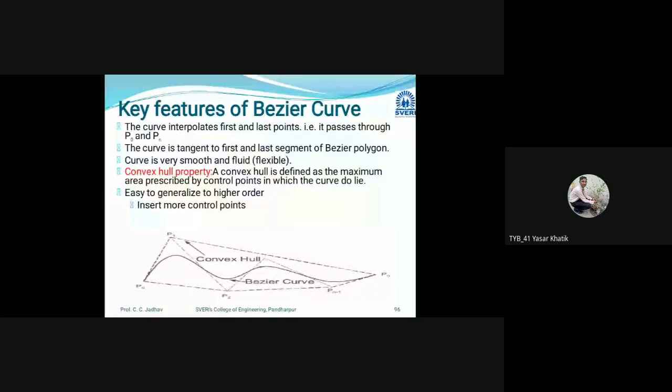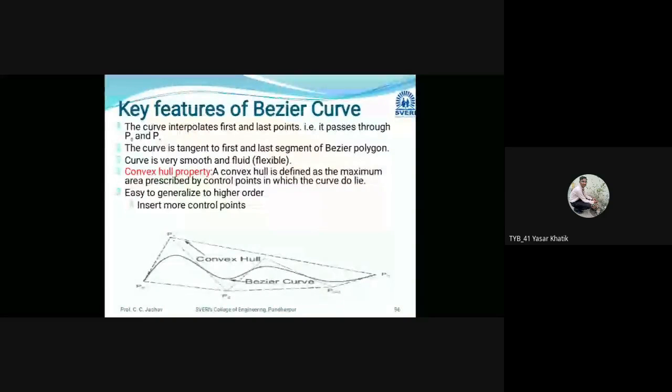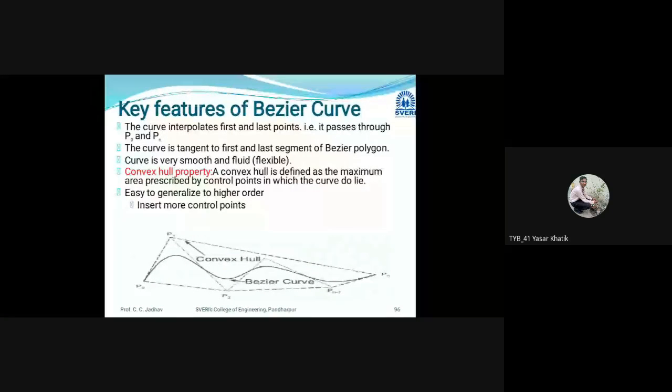Then the curve lacks local control of the control points. Okay. So in this Bezier curve, there is a lack of local control. Whatever control points are there, that is P0, P1, P2 like this, those points are called control points. So in this type, sometimes we lose control of those control points. So this is the drawback of this curve.